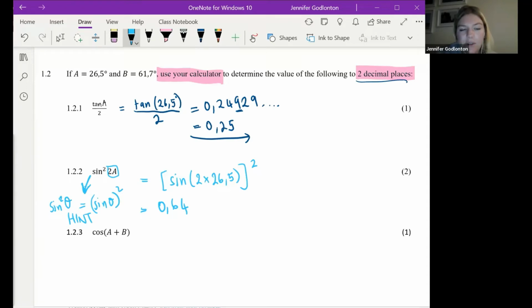If you wanted to do it in 2 steps, you could first find what sine 2a is. So first find this and then square that number. So you could first say sine 2 times 26,5, close the bracket. I don't know if you can see, it might be a bit dark, and you push equals, and then you land up with a number. So that number would be 0,7986, blah, blah, blah, blah, but you're just keeping it in your calculator, so you don't need to do anything fancy. And then you square that number and you push equals, and you will get the correct answer.